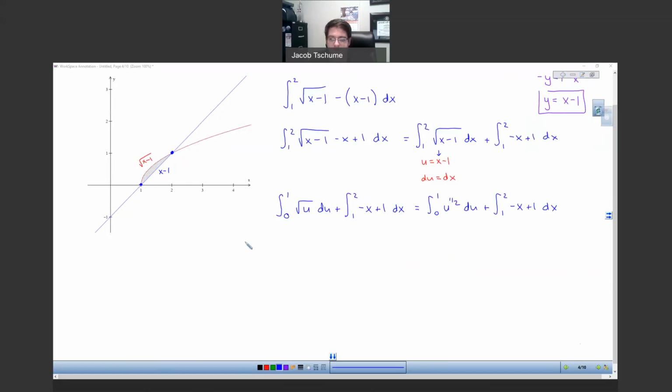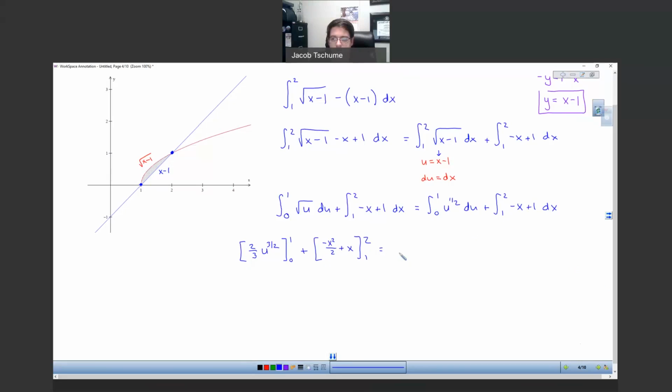So coming down to the next line, if you integrate the u function, you would add 1 to the power to get u to the 3/2, and I'm going to multiply by 2/3. And we'll evaluate that from 0 to 1. And then I'm going to add to this, if I integrate the second function, that's negative x squared over 2 plus x evaluated from 1 to 2.